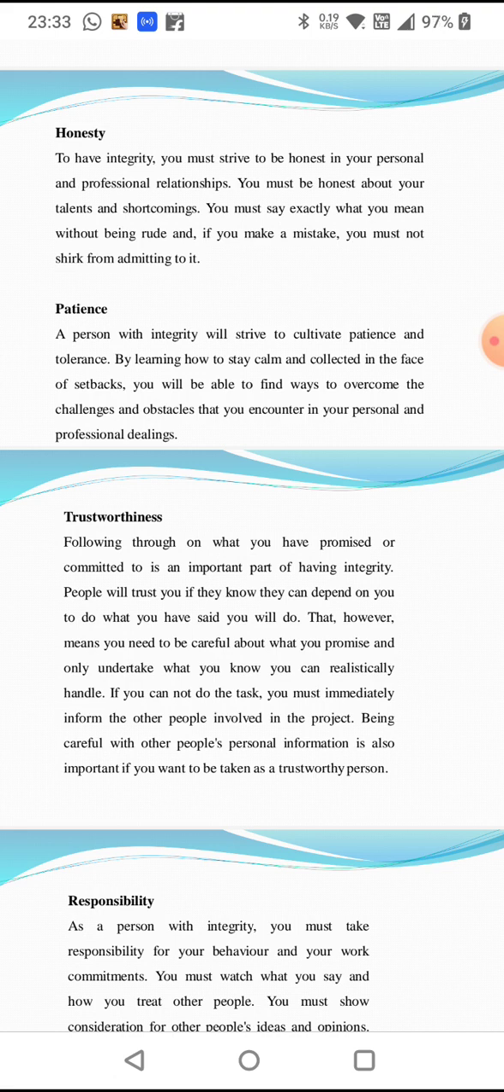The next is trustworthiness. Following through on what you have promised or committed to is an important part of having integrity. People will trust you if they know they can depend on you to do what you have said you will do. That, however, means you need to be careful about what you promise and only undertake what you know you can realistically handle.